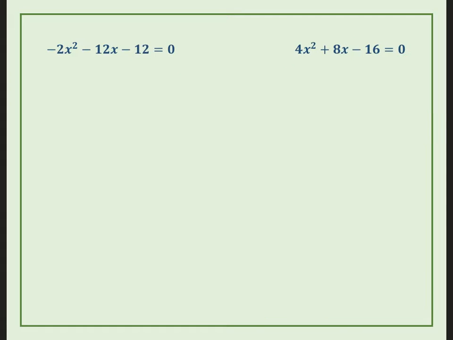Okay, let's go ahead and try that again. We're going to work on the left side. So to complete the square, one of the first things is that I can divide by my greatest common factor. So in this first problem, I can actually divide everything by negative 2. Then I'm left with x squared plus 6x plus 6 equals 0. So this is not factorable, which is why I'm going to complete the square.